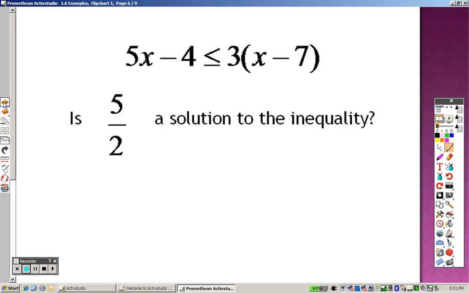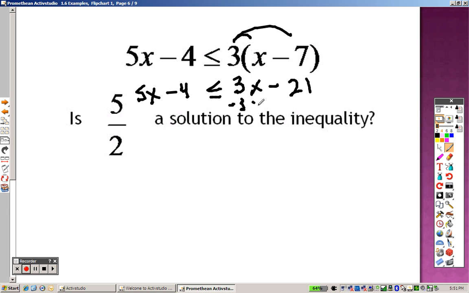So, taking a look at this, it wants to know, is 5 over 2 a solution to the inequality? Okay, well here's what we're going to do. First, I want you to solve this. So that becomes a 3x. That becomes a minus 21. And we still have 5x minus 4.